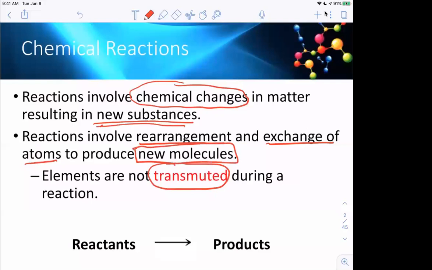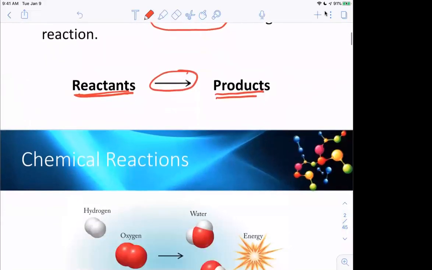So this is basically the format down here. On the left side of my reaction arrow, I'm going to list my reactants, and then on the right side, I'm going to list my products.